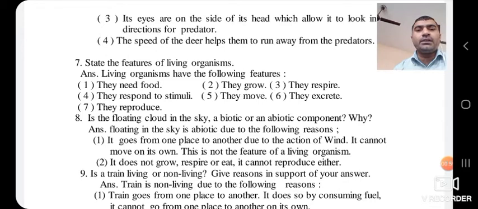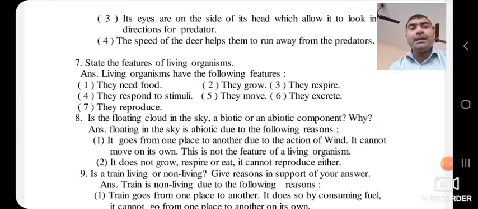A floating cloud in the sky is abiotic due to the following reasons. See, clouds have some features of living organisms, we can say, but still it is non-living. Why? Because it goes from place to place. Clouds move from place to place due to the action of wind. It cannot move by itself, right? This is not a feature of living organisms.